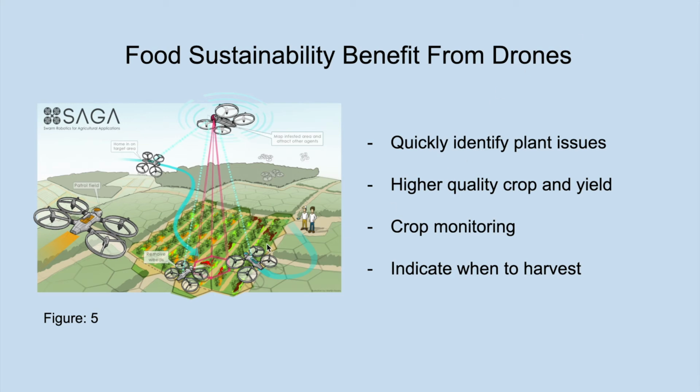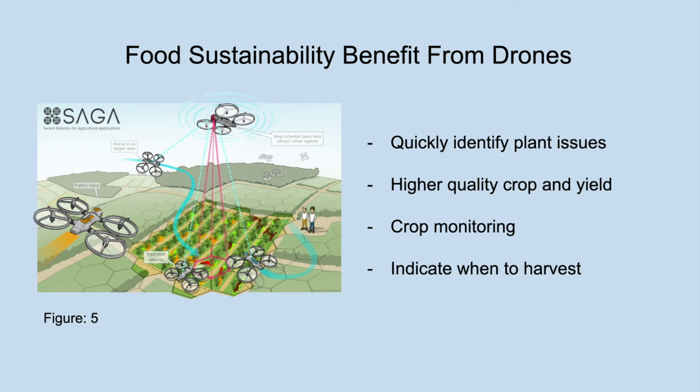And as you can see in figure 5, the drone at the top identifies this area that needs some help, and all these other drones each do different things and are all being sent there to help that one area. They can quickly identify plant issues, resulting in less wasted food due to diseases or pests. They're really good at crop monitoring. That's what they're used for.